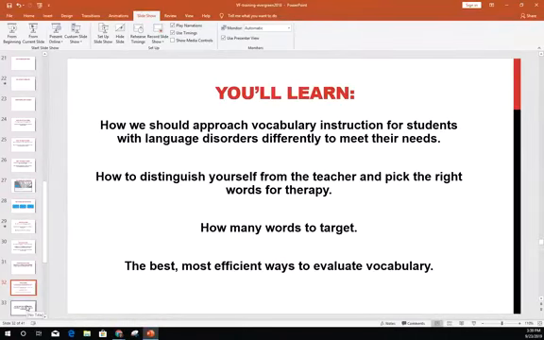This is a separate program from Language Therapy Advanced. The way that they are different is that the Vocabulary Foundation is those first steps. It will address that focus of how you pick those words and how you differentiate yourself from the teacher. And then Language Therapy Advanced picks up where we leave off and shows you the how-to. So how do you actually study those words in therapy? Ideally, they're designed to complement each other.